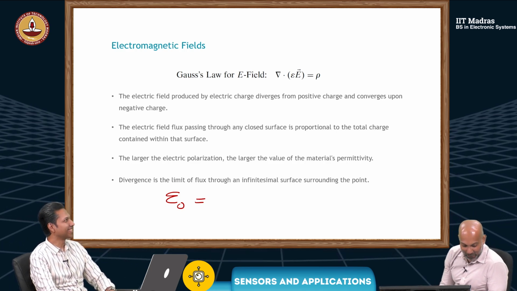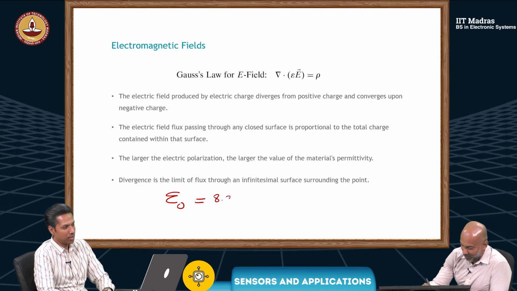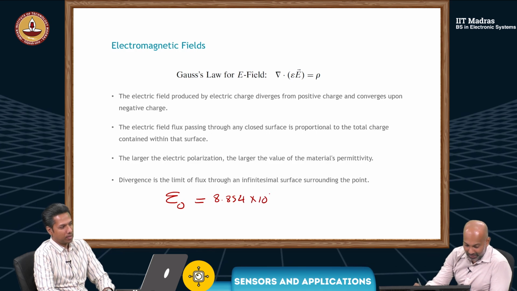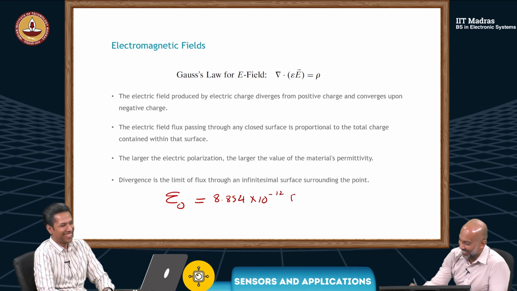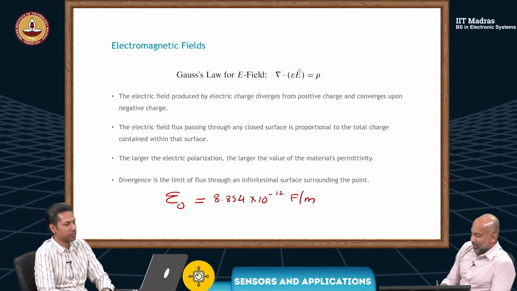Yeah, I think it's 8.854 times 10 to the power minus 12. 8.8544. You're absolutely right. Farad per meter.